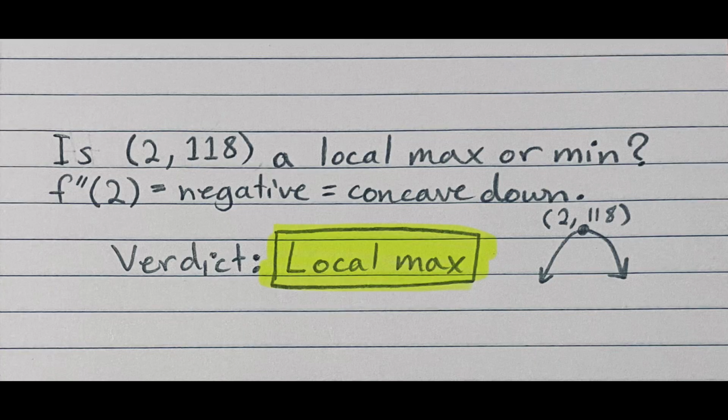So is 2, 118 a local max or a local min? Well, if you find the second derivative and plug in x equals 2, then you would get a negative number, so that means it's concave down. And if it's concave down, that means it must be a local maximum.